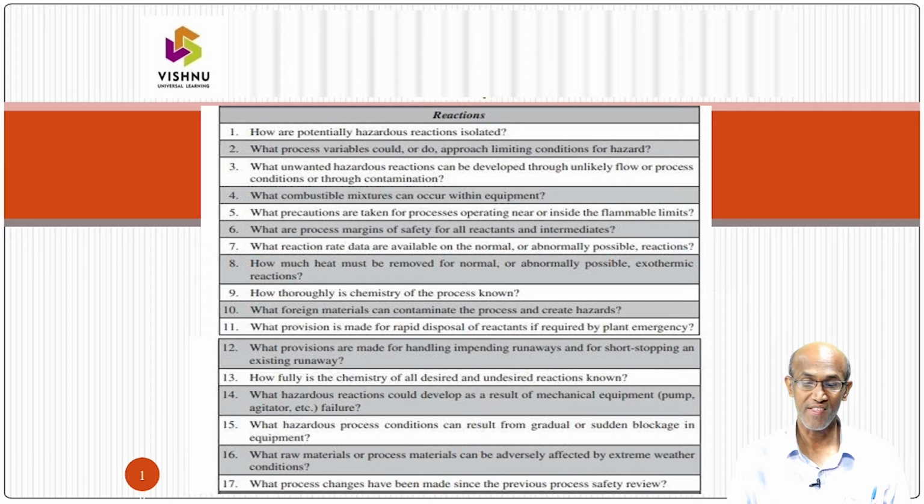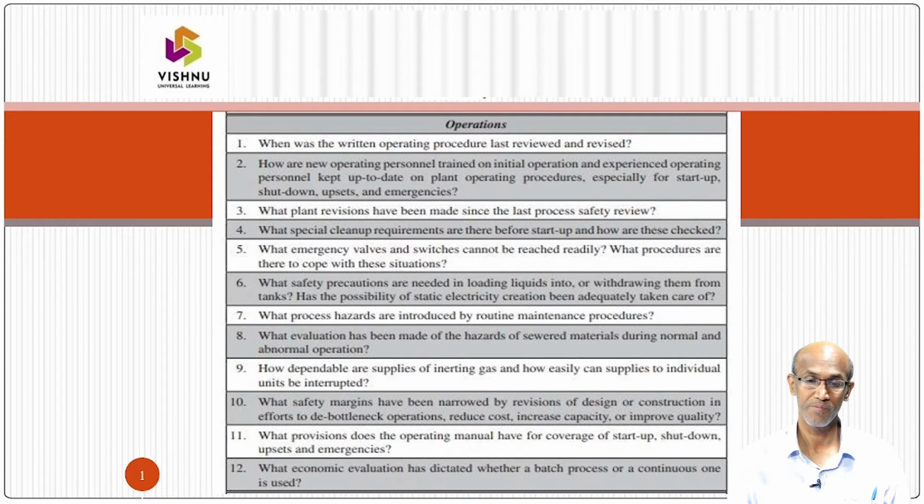What process changes have been made since the previous process safety review? Similarly, for operations, when was the written operating procedure last reviewed and revised? How are new operating personnel trained on initial operation and experienced operating personnel kept up to date on plant operating procedures, especially for startup, shutdown, upsets and emergencies?